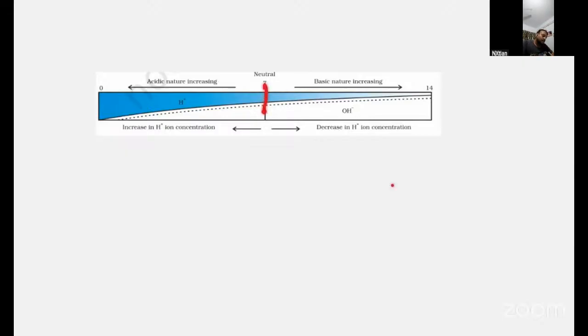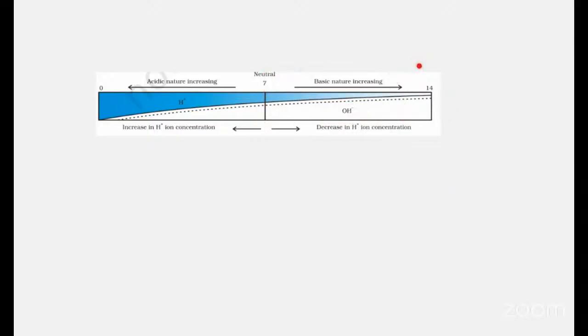Ansh, before seven, can you see that the H plus ion concentration is more and the OH minus concentration is less? So it is acidic in nature. And this is seven, which is neutral: both the concentrations are equal in number. After seven, the OH minus concentration is more and the H plus concentration is less. That is why it is called basic. Got my point?